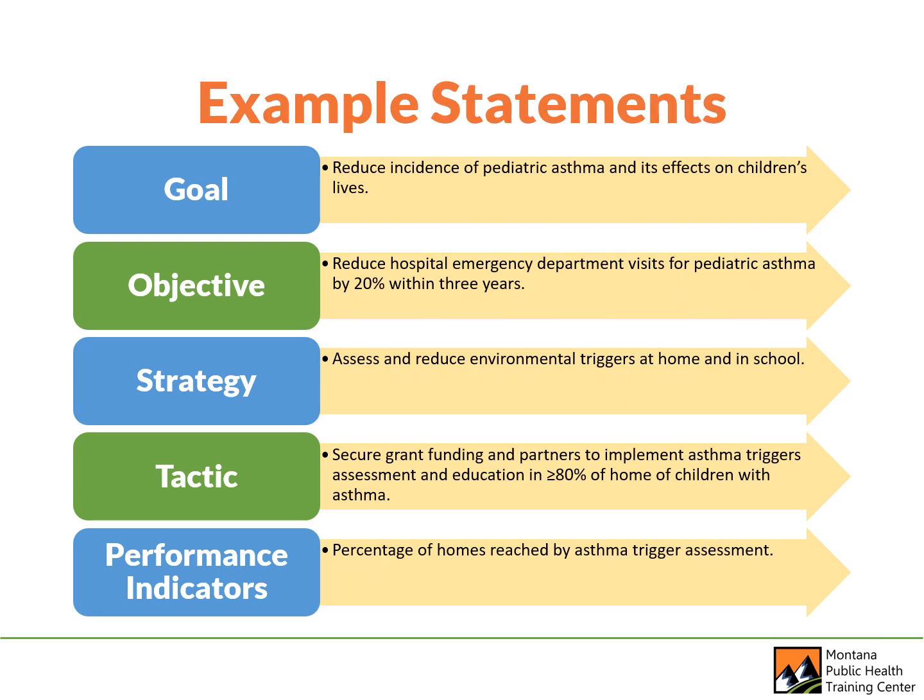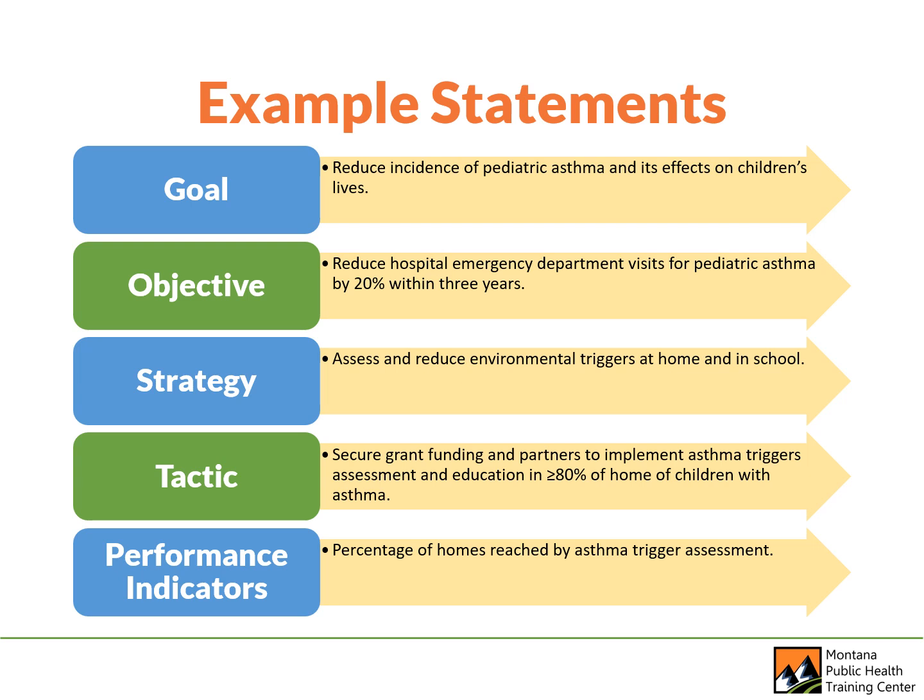So here's an example. Maybe our goal is to reduce the incidence of pediatric asthma and its effect on children's lives. That's our broad goal. So our objective is to reduce hospital emergency department visits for pediatric asthma by 20% within 3 years. And we know that we have data sources to measure this, the hospital emergency discharge data system.